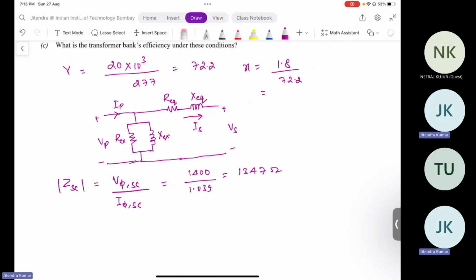So we have computed our series parameters of this resistance and reactance, but indirectly we have computed this impedance. So now the next part is how to proceed to our resistance and reactance. For that we need the power factor angle, right? How do we compute the power factor angle from this short circuit test data?